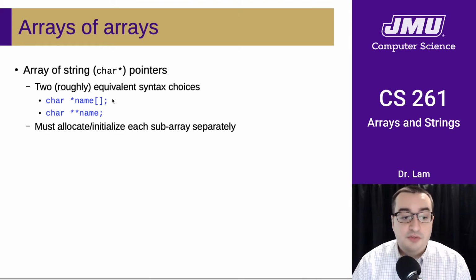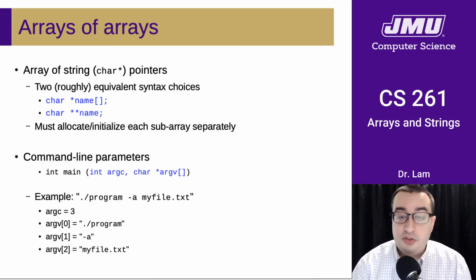And so we have two roughly equivalent syntax choices. We can think of this as a pointer to an array, or a pointer to strings, or we can just think of it as a char star star. And you're going to need to allocate and initialize each subarray separately. But for now, the most useful place where we see this is in the parameters to a program.